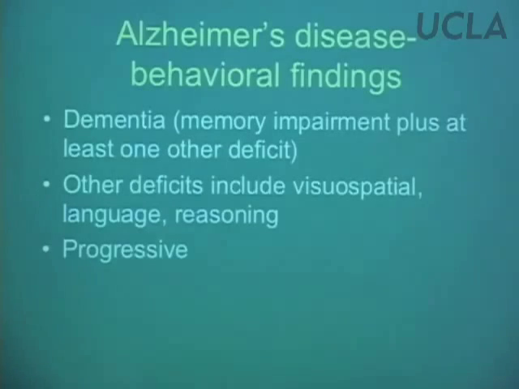Okay. So what are the behavioral findings? How do we diagnose Alzheimer's disease? What is it? Well, it is a dementia. And what is dementia? The definition of dementia is a memory impairment plus at least one other deficit. So we talked a lot about amnesic patients who have a really severe memory impairment. However, they would not be called having a dementia. So HM, though his memory impairment was exceedingly profound, he would not be demented.